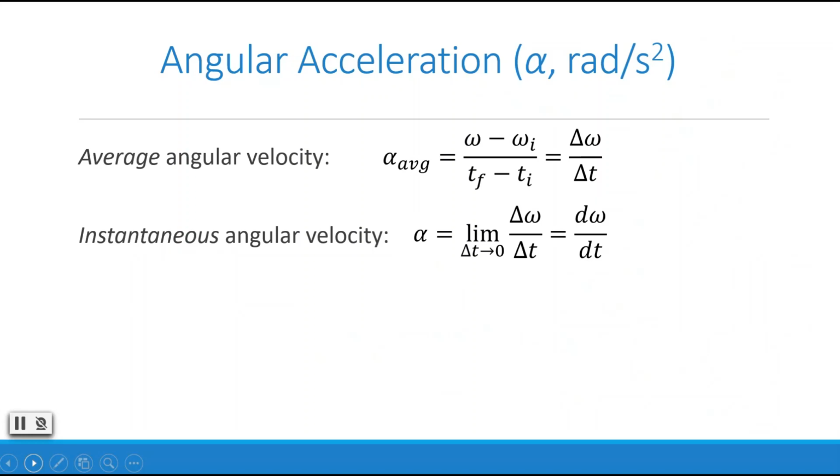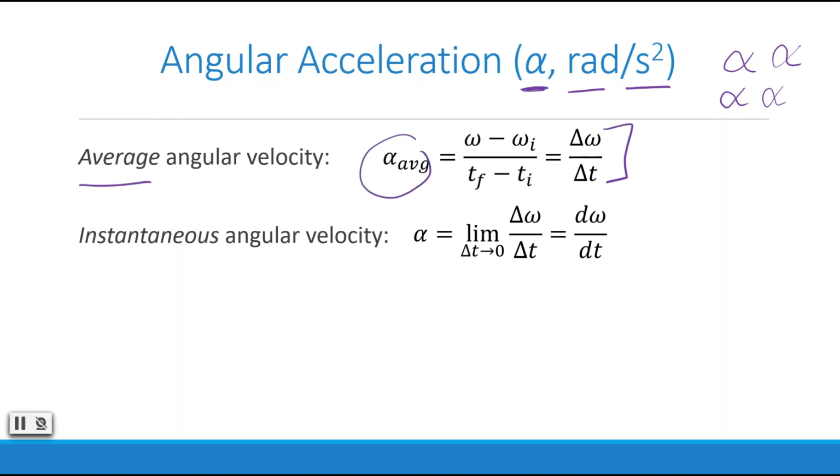So we can talk about angular acceleration. Angular acceleration is represented with the Greek letter alpha. That looks like this. That is not an A. It is a Greek letter alpha. And it has units of radians per second squared. Average angular acceleration is defined as change in angular velocity over change in time. If you take the limit as delta t approaches 0, this becomes a derivative, d omega dt. That would be your instantaneous angular acceleration, alpha.